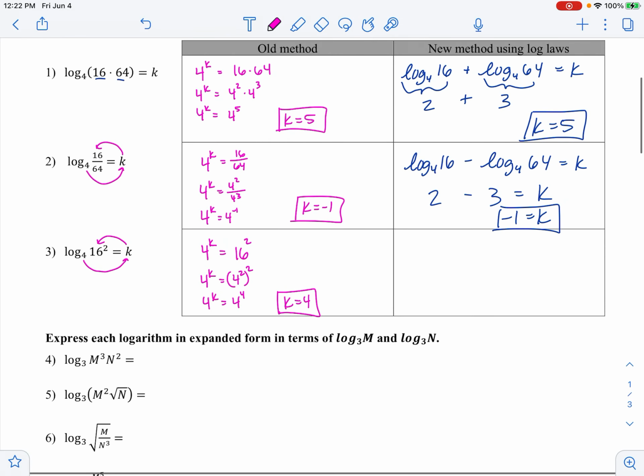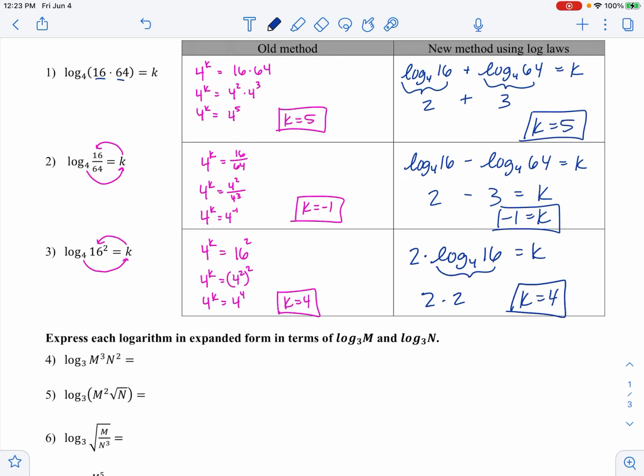With our new rule for logarithms, I am going to rewrite this problem, and I'm going to pull that exponent 2 out in front. So I have 2 times the log base 4 of 16. Well, like all of the other problems that we've done, I know the log base 4 of 16. 4 to the what equals 16? That's 2. So what do I get? Again, I get k equals 4. Good, I better get the same answer, but it's just a different approach.